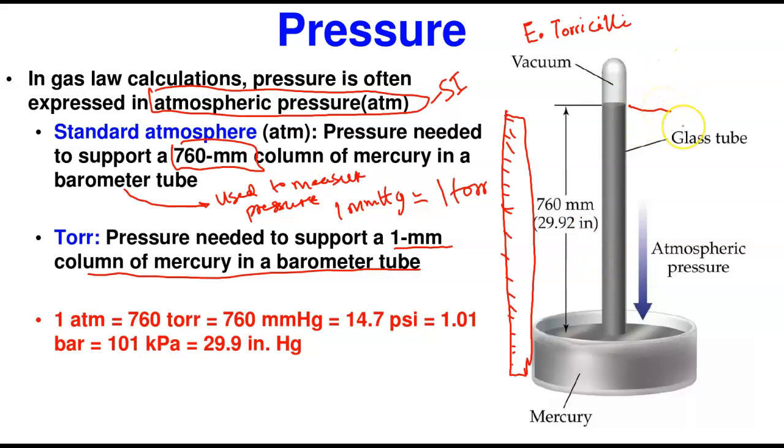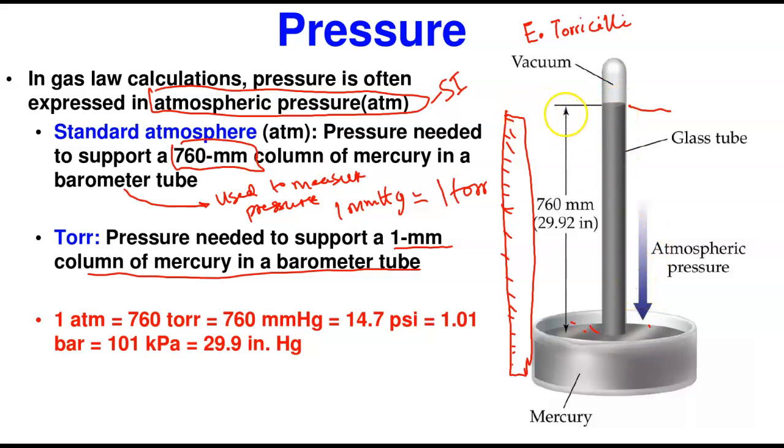Theoretically, we observe that the atmospheric pressure is acting vertically on the surface of the mercury inside this container. And as this pressure is being applied, it stops the remaining mercury inside the tube from being emptied.